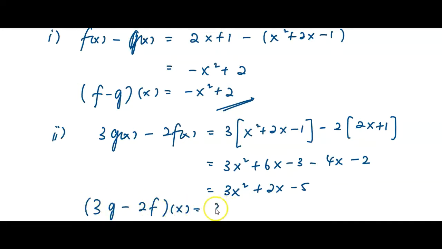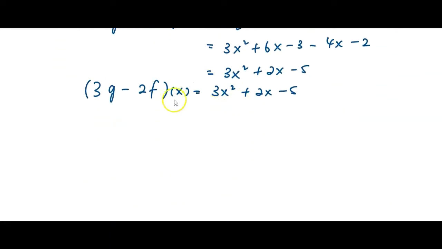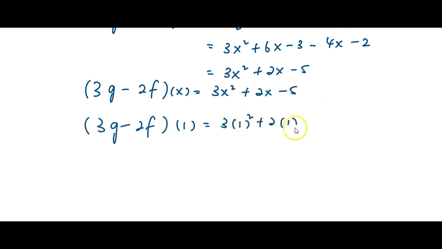f(x) equals 3x squared plus 2x minus 5. The question is asking for 3g minus 2f of 1. So now you need to put the 1 into the x. That is, 3g minus 2f of 1 will be equivalent to 3(1 squared) plus 2 multiplied by 1 minus 5. That will be 3 plus 2, which is 5, and 5 minus 5 will be 0.